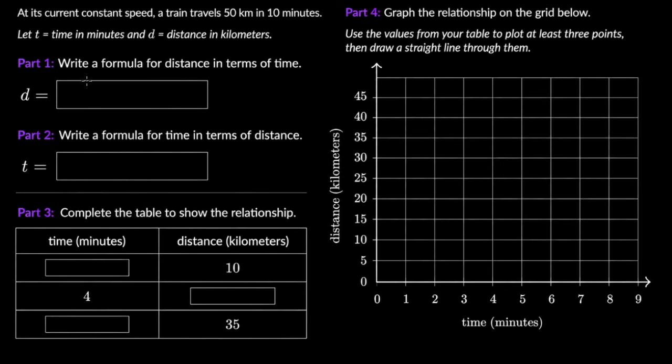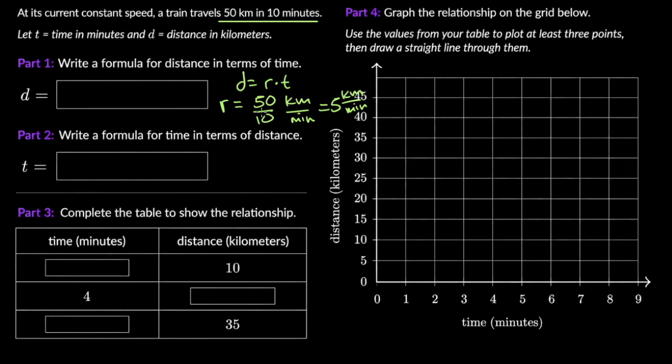So part 1 says write a formula for distance in terms of time. Generally speaking, we can think of distance as equal to rate times time. And we can figure out the rate because they tell us the speed. At its current constant speed, it can travel 50 kilometers every 10 minutes. So the rate is equal to 50 kilometers every 10 minutes. That's the same thing as 50 divided by 10, which is 5 kilometers per minute.